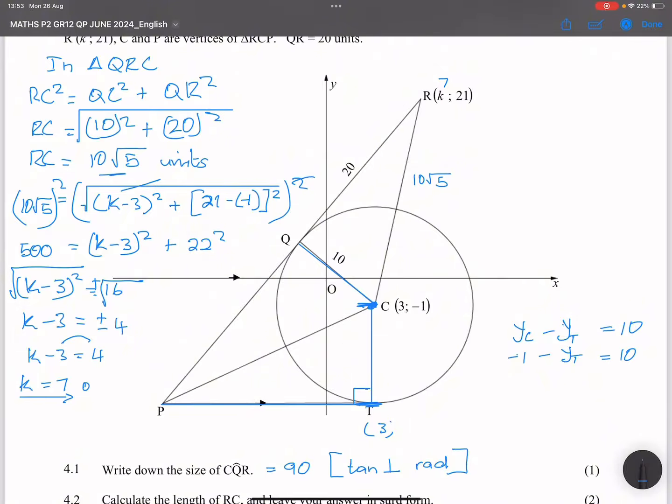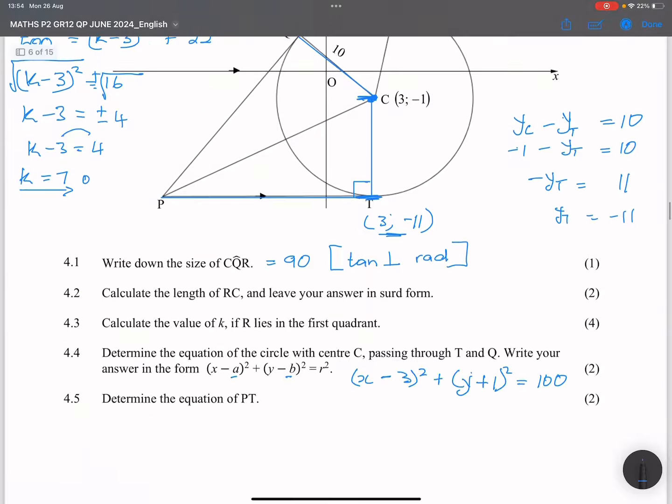So if I take that to the other side, negative yt would be equal to minus 11, and would be equal to 11 rather. And so that means that the y value at t is actually negative 11. Please remember, guys, it is a perfectly vertical line, that is the line CT. So between C and T, that would be a vertical line. And so the only thing that differs is the other y values.